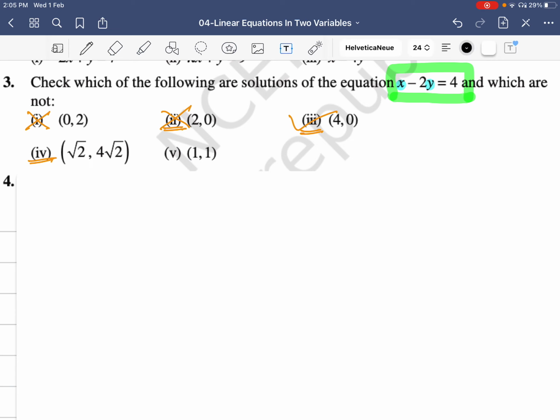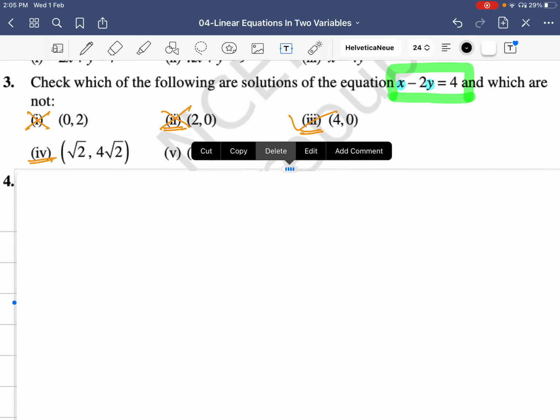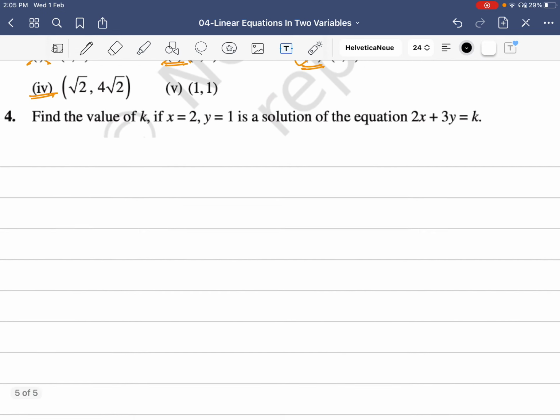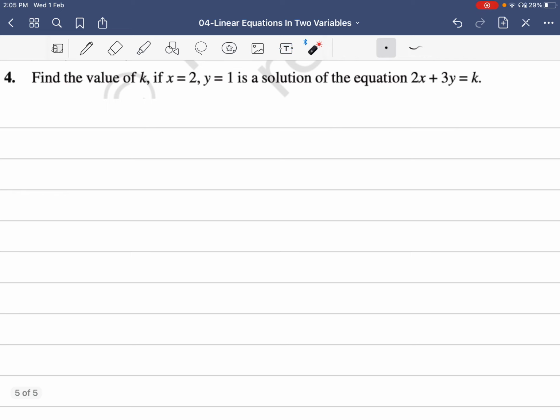Okay, and now we come to the last problem in this exercise, exercise number 4.2. Let's read what the problem is. Problem number 4. Find the value of k if x equal to 2, y equal to 1 is a solution of the equation. Okay, kind of similar to the previous problem. This is a given equation. Okay, it's a linear equation in two variables.